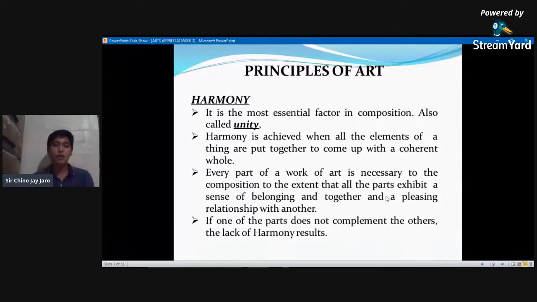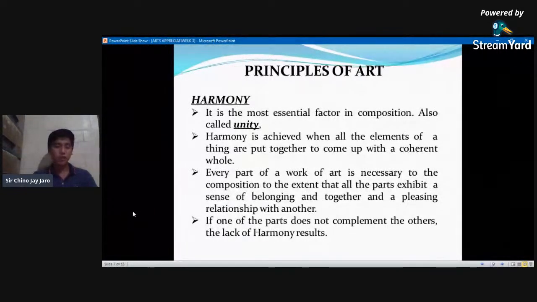No? Every part of a work of art is necessary to the composition to the extent that all the parts exhibit a sense of belonging and togetherness and a pleasing relationship with one another. So if one of the parts does not complete the others, the lack of harmony results.